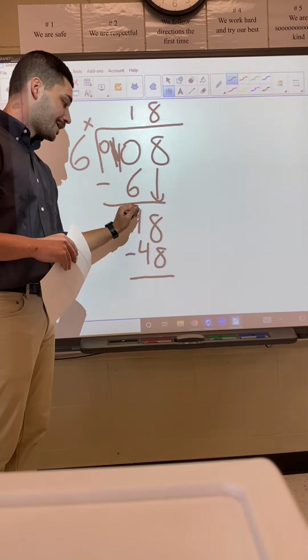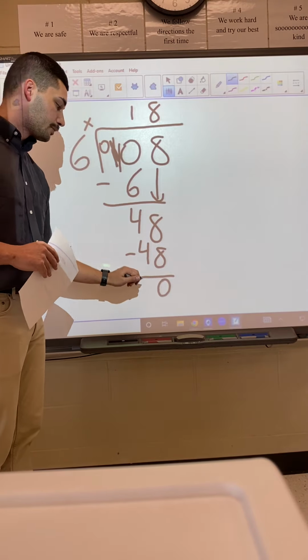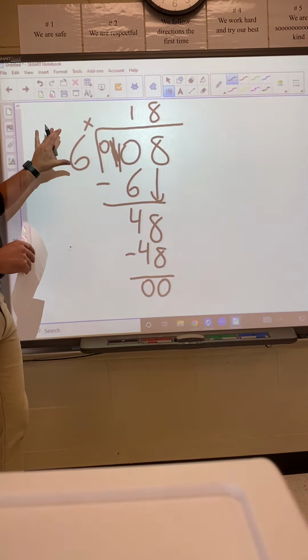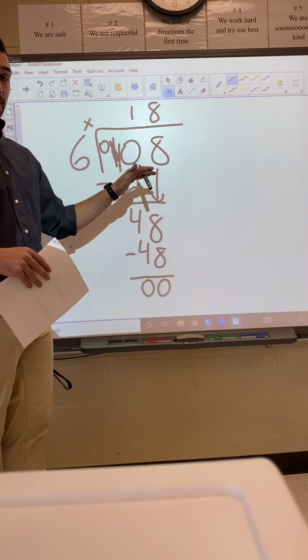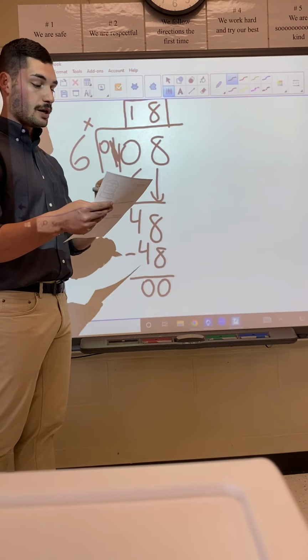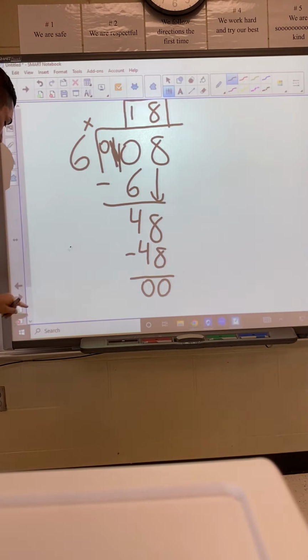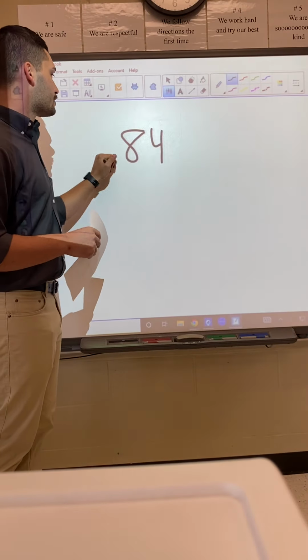So now we're looking at 48 minus 48. So 8 minus 8, that would get me 0, and 4 minus 4, that would get me 0. So now we think, can I put 6 inside of 0? And that doesn't work. But there's nothing else to bring down. So we have 18 with no remainder as our answer to number 2 in our questions tonight. All right, number 3, let's take a look at 84 divided by 6.